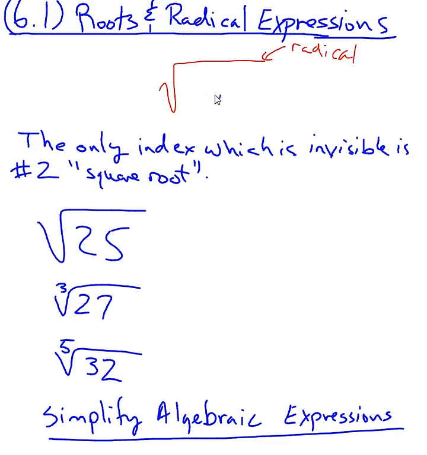Now, inside the value of the radical, you'll have a number there. This number, call it n, is known as the index of the radical. And the number that's inside of here, whatever number you have, this is called your radicand. Okay? So those are the three parts of the radical.